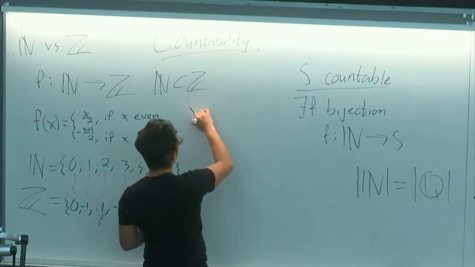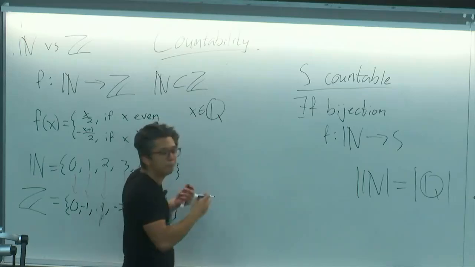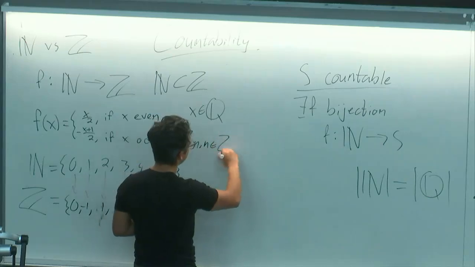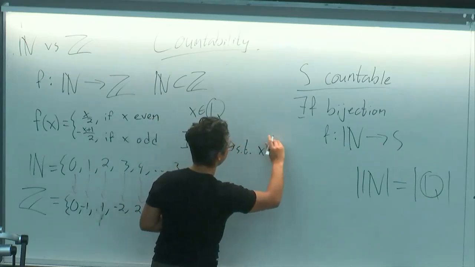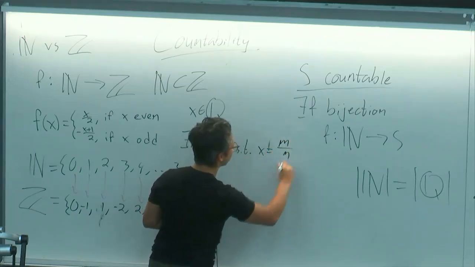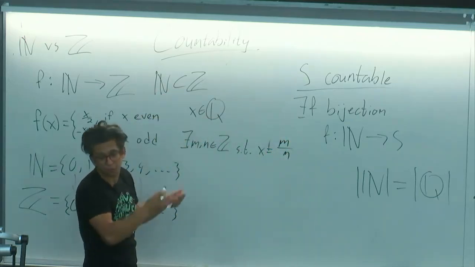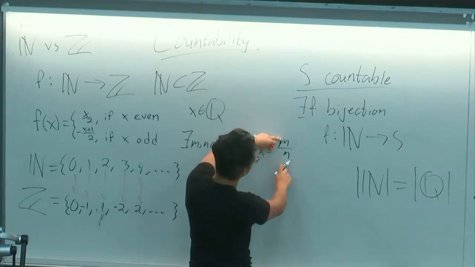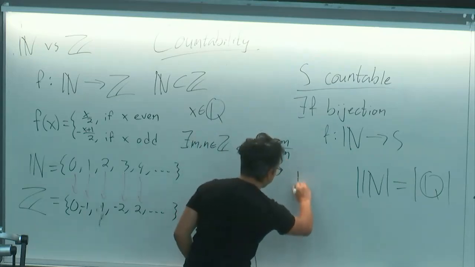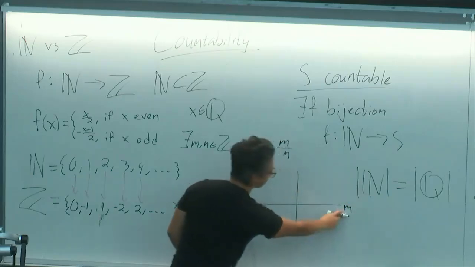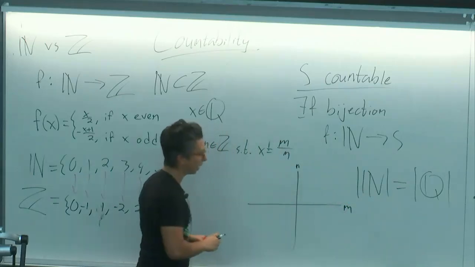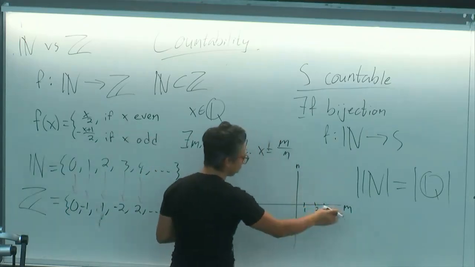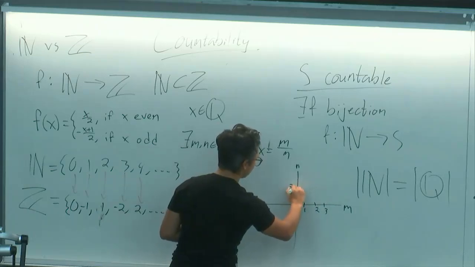And if x is in the rationals, by definition, what does that mean? It means there exist m, n in Z such that x is equal to m over n. That's what a rational number is. It is a fraction of two integers. And one way we can look at the rational numbers, m by n, is that there's two integers here. We can kind of think of it as, well, here's all of our possible m's, and here's all of our possible n's. So if I have 1, 2, 3, and so on, 1, 2, 3.